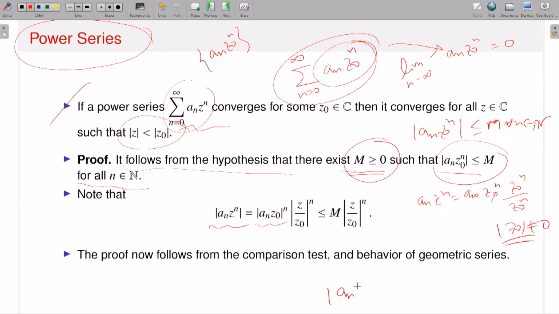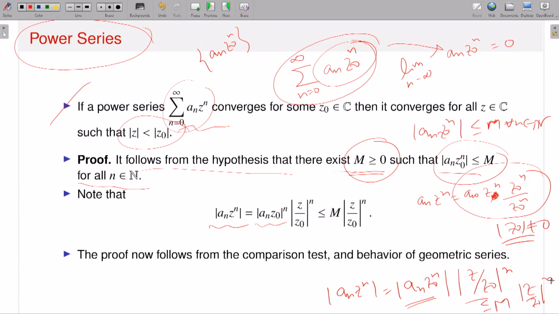If this is the case, then what will happen? If I take a_n z naught to the power n, then z by z naught to the power n, because it follows from here, right? Now you see a_n z naught to the power n is bounded by M for all n. So therefore I can say that this is M times modulus of z by z naught to the power n. But if I assume that mod z is less than mod z naught, then mod z by z naught is strictly less than 1.